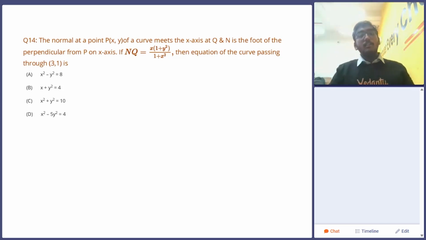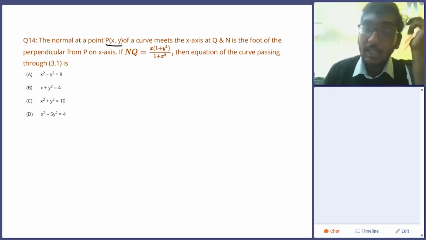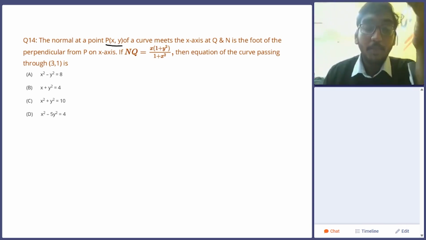Right. This question is actually from tangent and normal, but you also have to apply some concepts of differential equation also, okay? See, what they have given is a normal at a point. They have given the coordinates of the point P as x comma y. It meets the x-axis at Q and N is the foot of the perpendicular from P on x-axis, okay?